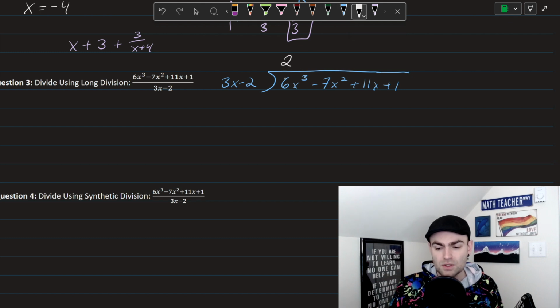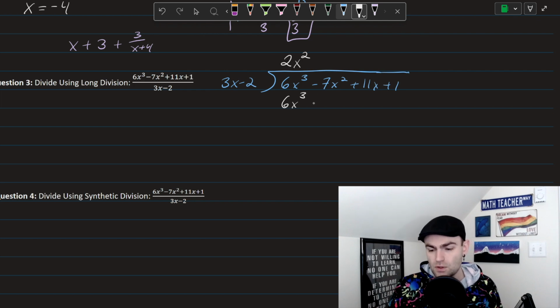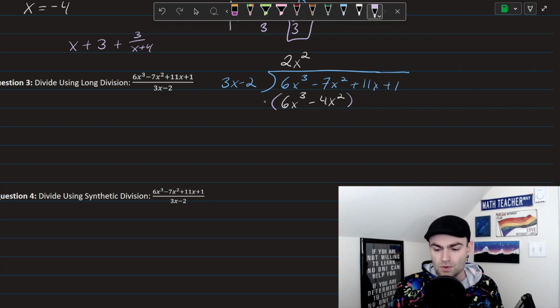That would definitely be a 2, and I have 1x here and I need 3x's, so I need to multiply that by x squared. So 2x squared, I'm going to distribute. So 2x squared times 3x gives us our 6x cubed. That's why we did it. And then 2x squared times -2 is -4x squared. We are going to subtract these. So 6x cubed minus 6x cubed is 0.